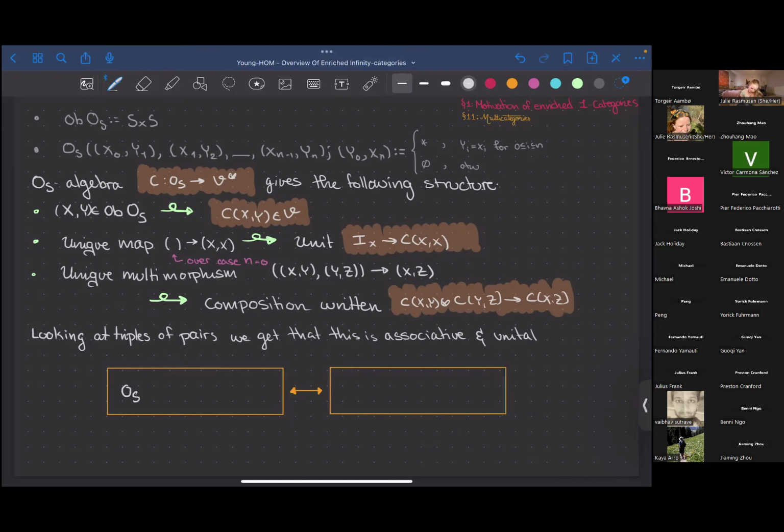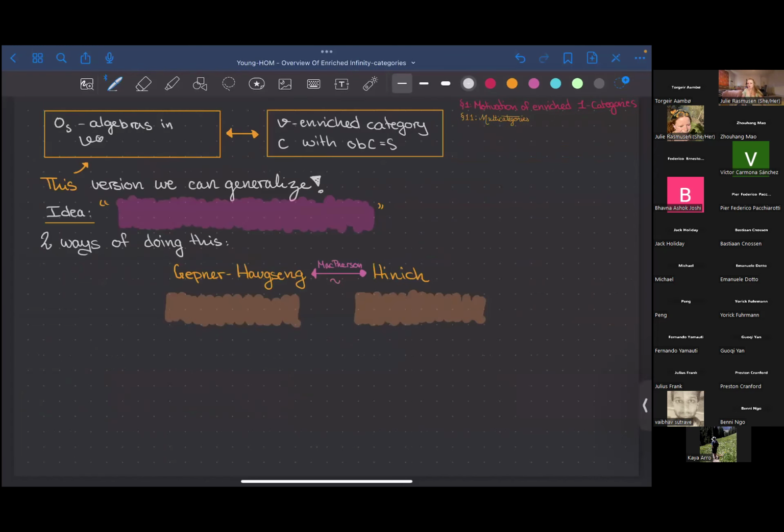So what this gives us is that O_S algebras in V is the same as a V-enriched category C with space of objects being S. And the thing is that this approach, considering O_S algebras, we can generalize. And the way we do that is by thinking of enriched categories as many-object associative algebras.